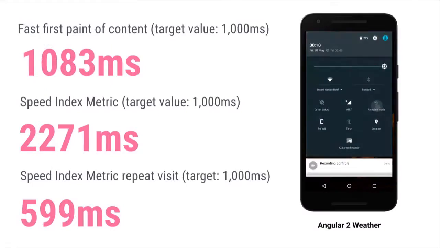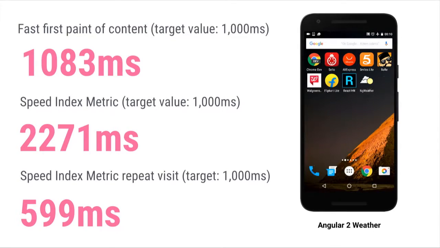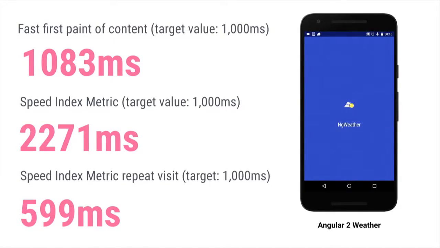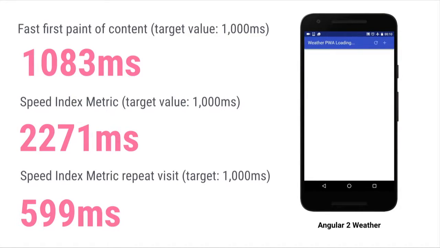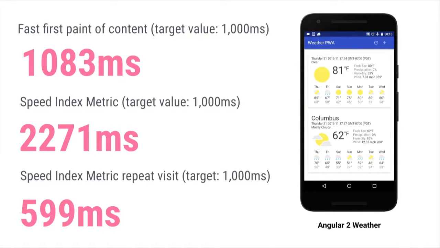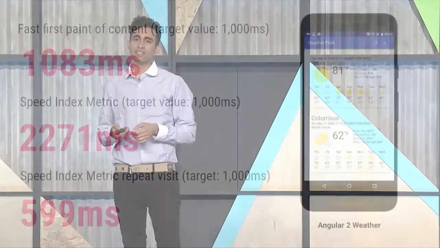So what do the numbers look like? We're going to take a look at an Angular weather app that the team have been working on. And this uses the application shell model, it uses Angular CLI, it uses a lot of the tooling that they've recently been working on. And with Lighthouse, these are the metrics that we currently get. So first paint is about 1,083 milliseconds. That could be better. Speed index is 2,271, and the speed index on repeat visit is 599. Now these aren't terrible numbers. These are actually pretty good numbers, but we can do better.